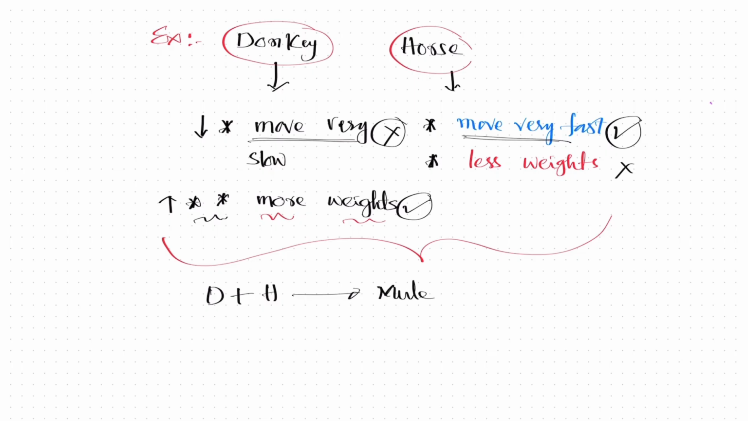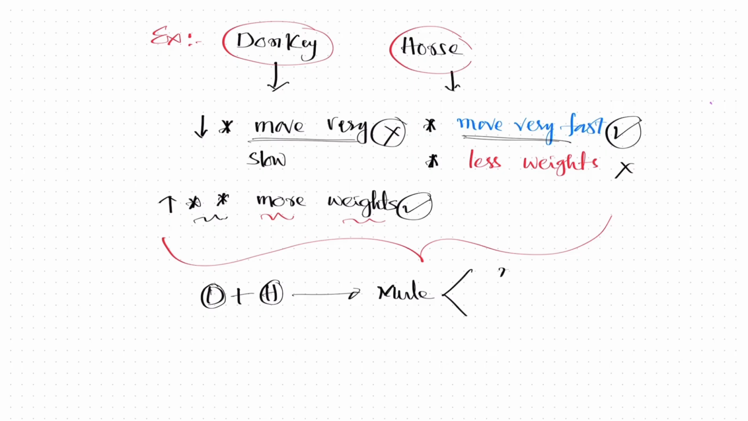Mule we will get. Okay, we can see it is like a zebra. So this is the offspring of a donkey and a horse. We get the mule here. What are the characteristics of this mule? It has both characters. The mule is similar to a donkey, and it also has horse characters.